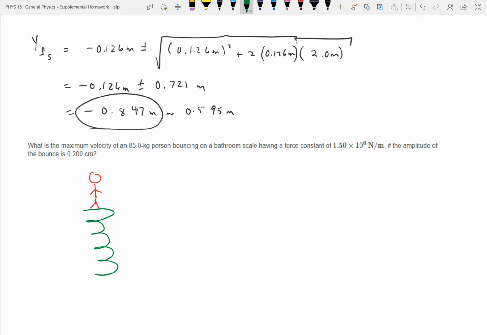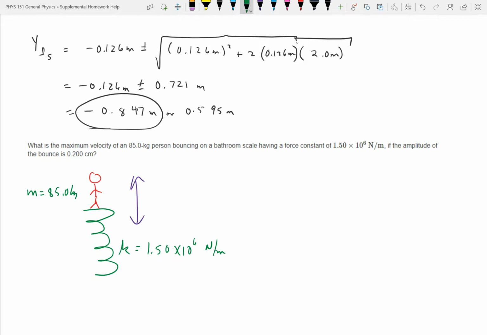So the person is on this, and they're oscillating up and down. The spring has a spring constant. Actually, I want to change the color there. Spring has a spring constant of K is equal to 1.50 times 10 to the 6th newtons per meter. The person has a mass of 85.0 kilograms. And we have the amplitude of the bounce.